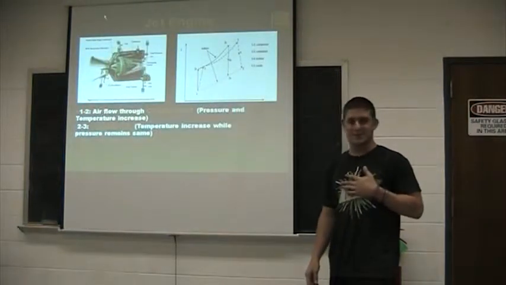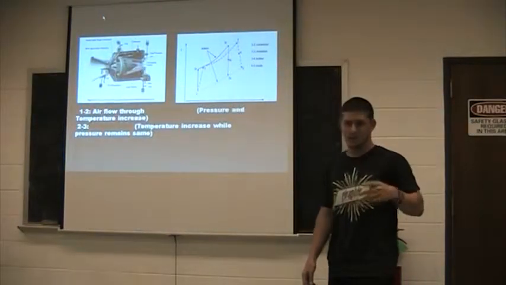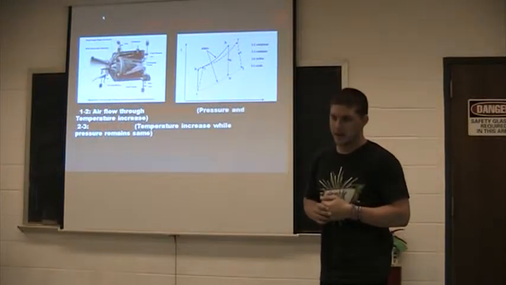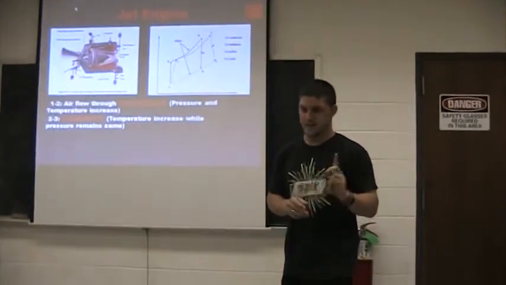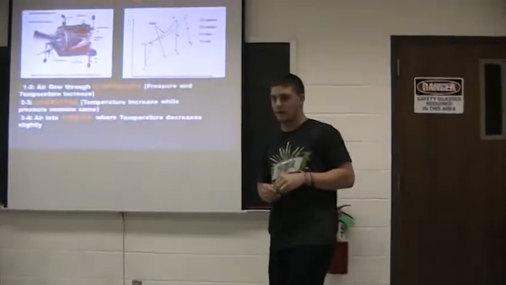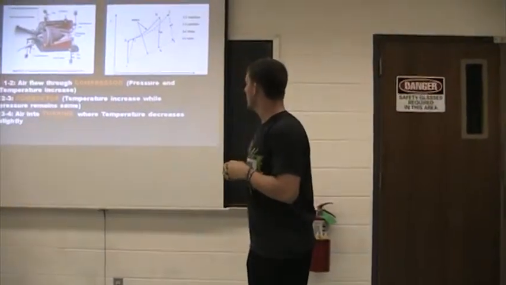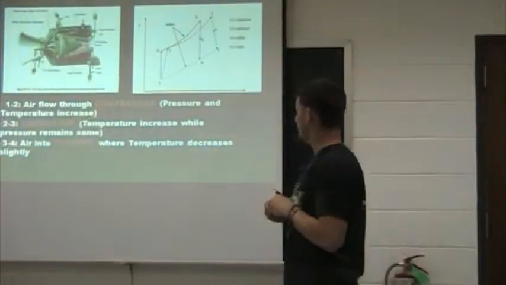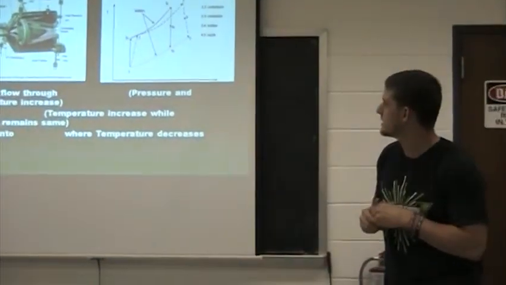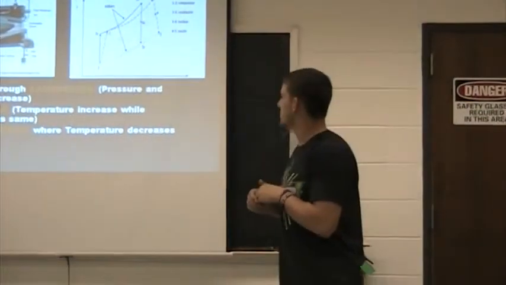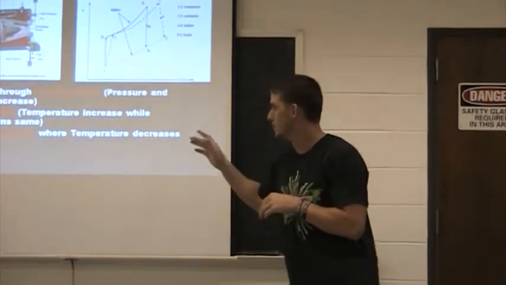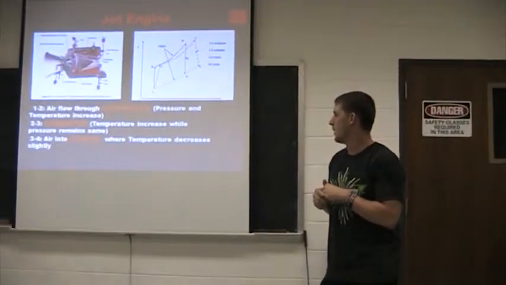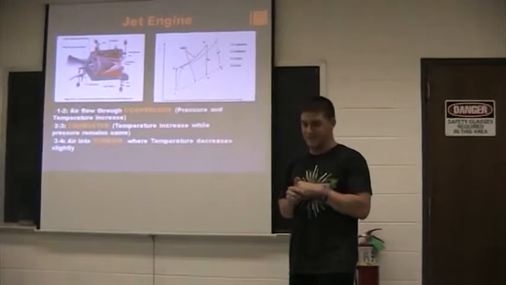Here we have two diagrams. One that's obviously in the lab manual, and then there's a corresponding TS diagram. As you can see, from 1 to 2, it goes through the compressor. Both pressure and temperature increase in this stage. Then from 2 to 3, the air goes through the combustor. Temperature increases while pressure remains the same.